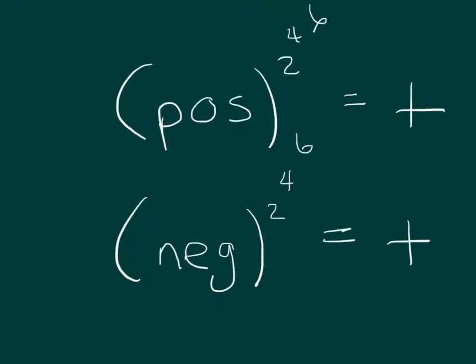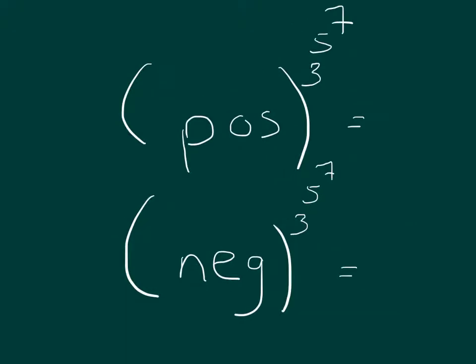Now let's see what happens when we raise a positive number to an even power. Well, this will always give us a positive answer. Think of 4 squared. The answer is 16. What happens when we raise a negative number to an even power? Well, this will also give us a positive answer. Think of (-3) squared. This gives us positive 9.